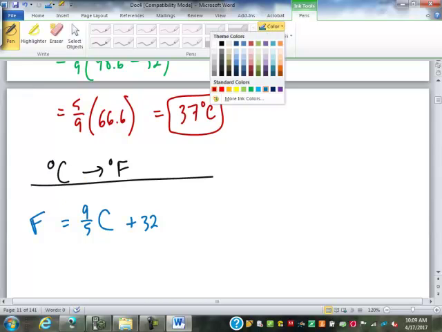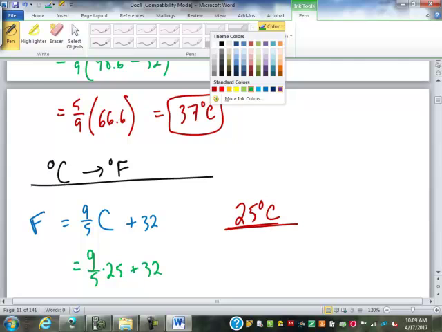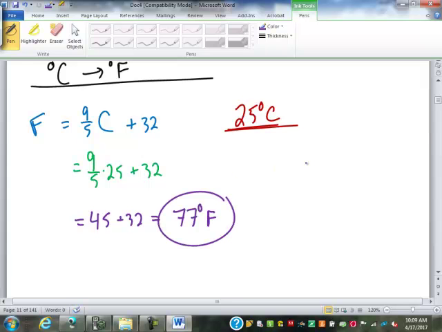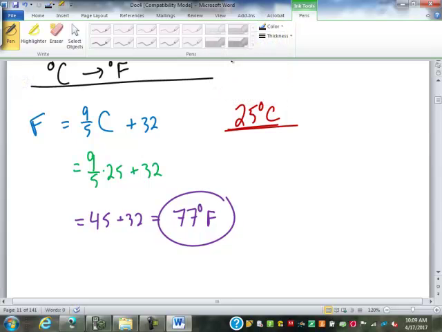So let's say you're listening to the radio this morning and the weather person says it's going to be 25 degrees Celsius today. Is that a nice day or not? Well, let's plug it in. 9/5 times 25 plus 32. Well, 9/5 times 25 is 45 degrees. Plus 32, that's a 77 degree Fahrenheit day. That's a pretty nice day. I'll take that. Any questions?